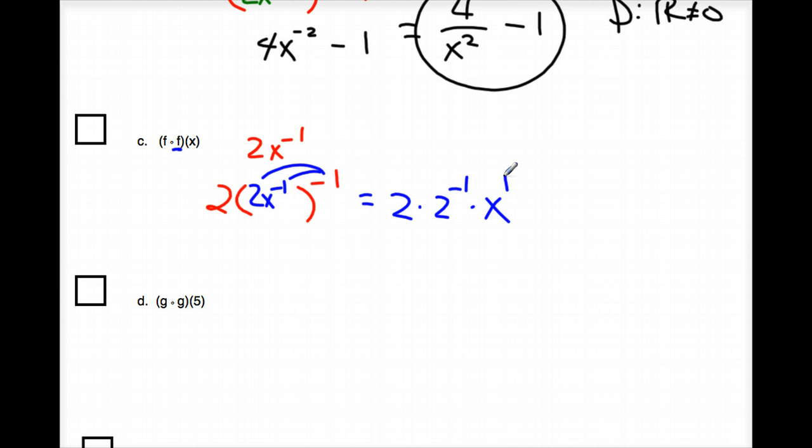2 times 2 to the negative 1 is 2 times a half, because 2 to the negative 1 is a half. And 2 times a half is 1. So our answer is x.